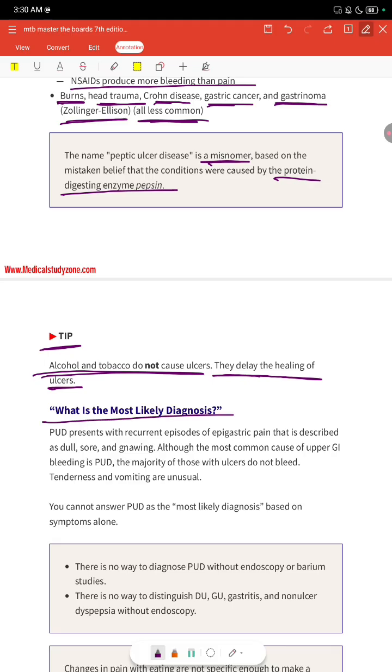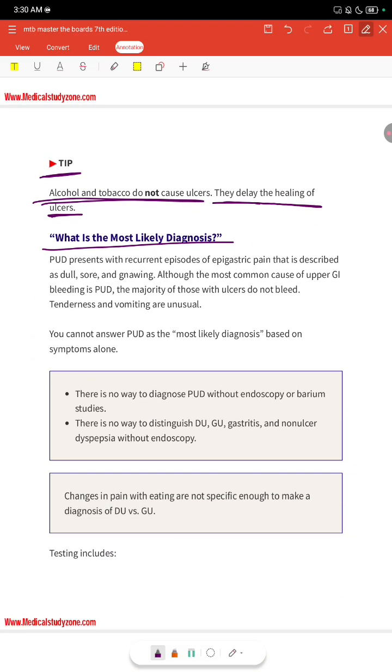What is the most likely diagnosis? Peptic ulcer disease presents with recurrent episodes of epigastric pain that is described as dull, sore, and gnawing. Although the most common cause of upper GI bleeding is PUD, the majority of those with ulcers do not bleed. Tenderness and vomiting are unusual. So, here is the point. PUD presents with recurrent episodes of epigastric pain, and the pain is dull, sore, and gnawing in nature.